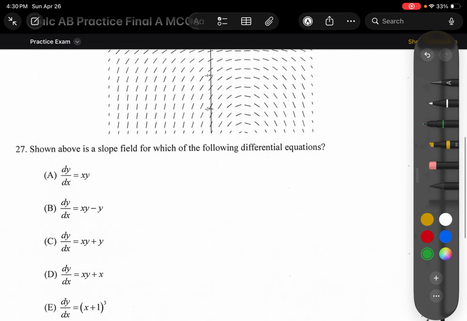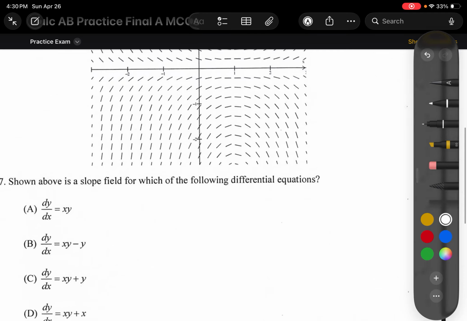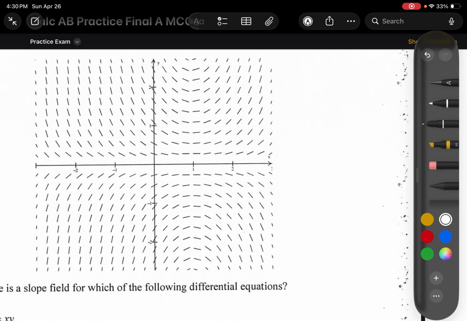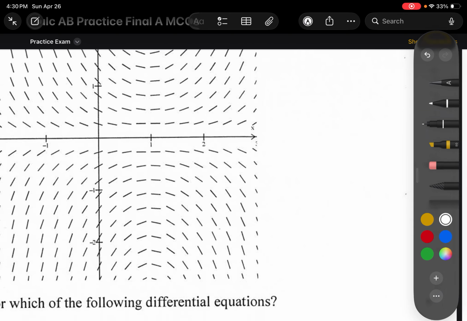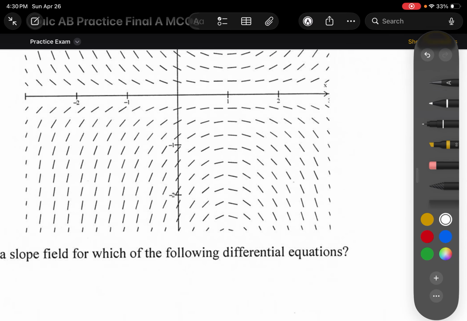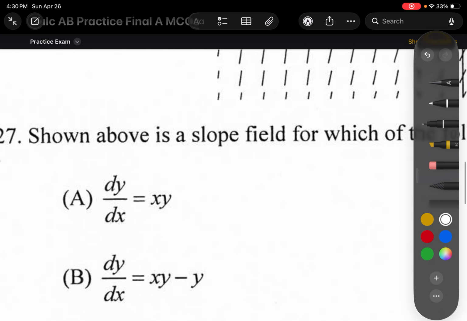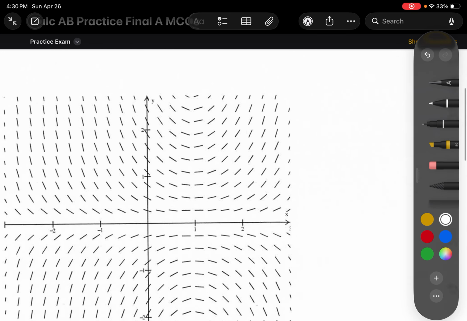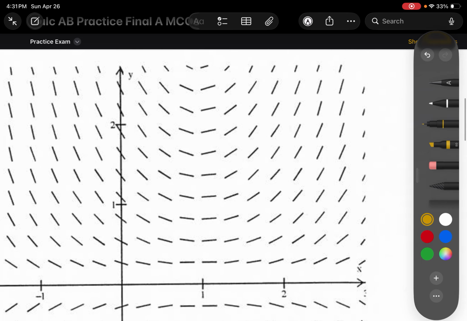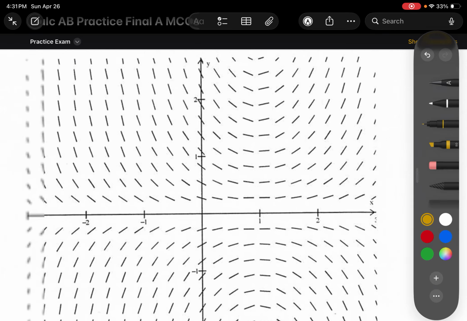Question 27 shows a slope field. Now we need to match it with each differential equation. What I like to look for in slope fields is horizontal asymptotes. But it's not really clear if we do have one or not. But let's try. What this is basically saying, at dy/dx, x times y, let's evaluate it. So let's look at each quadrant. Actually, we can't because there's 2 slopes here.